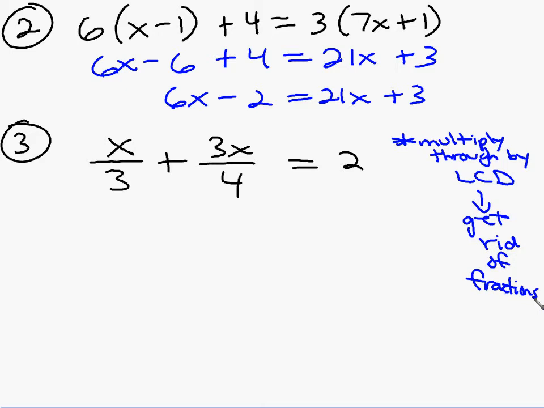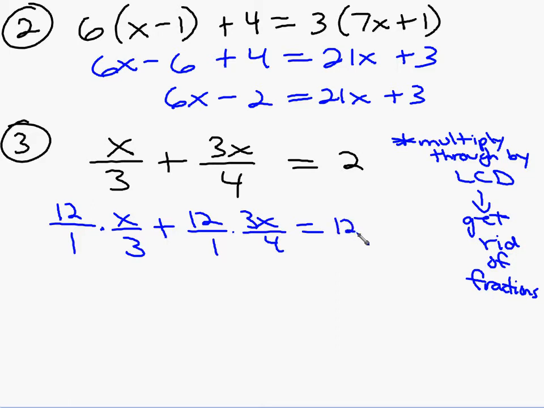If I multiply this, but let's do it on a separate step so you can see what your original problem looked like. 12 over 1 times x over 3 plus 12 over 1 times 3x over 4 equals 12 times 2. I don't have to put it over 1 on this side. Notice what you do to one side of an equation, you have to do to the other. It's not an equation anymore if you don't do the same thing to both sides.